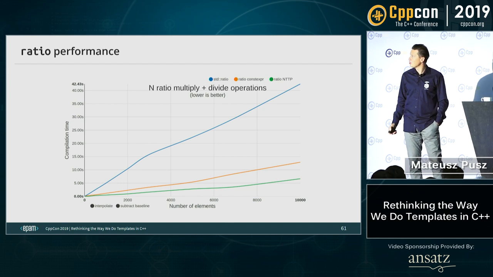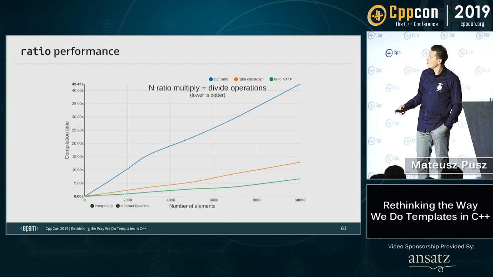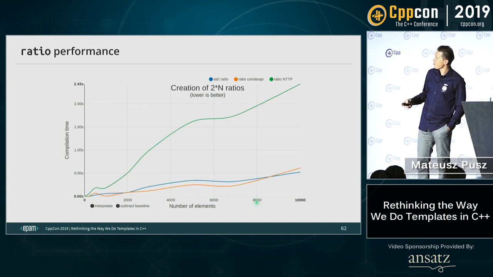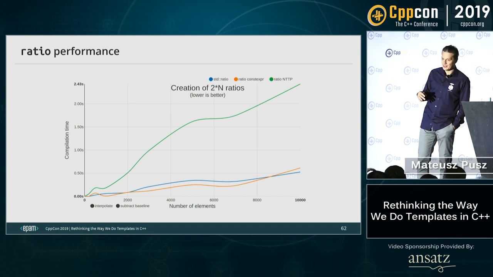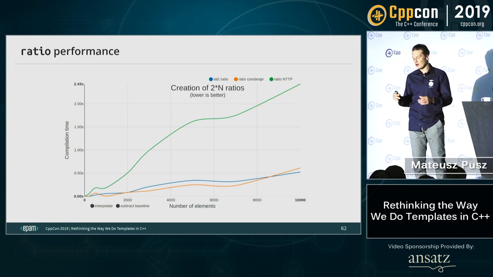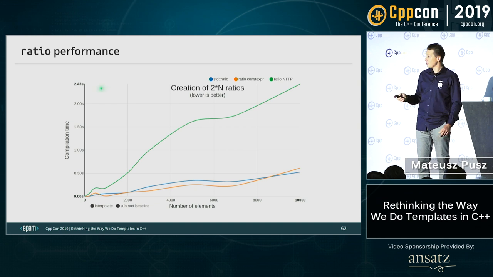when you're analyzing only the construction of NTTP. Here we have 42 seconds for this amount of elements. Here we have only 2 seconds, so it's much, much less. It's 20 times less, so it doesn't influence the overall performance, but when you're analyzing only the creation part, we see that NTTP actually is much slower to create than typical templates right now.